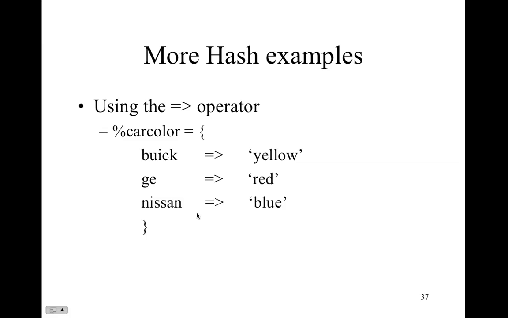So more hash examples here using the equals greater than operator. I forget, this minus sign is a bullet actually in the slide. I have recently discovered I need to edit this a little bit. So the hash car color, and we can say Buick, and this is the assignment operator essentially, going to be that equals arrow, yellow, GE is red, Nissan is blue.